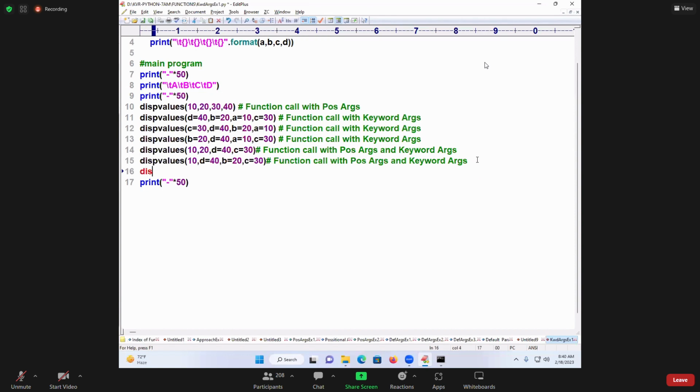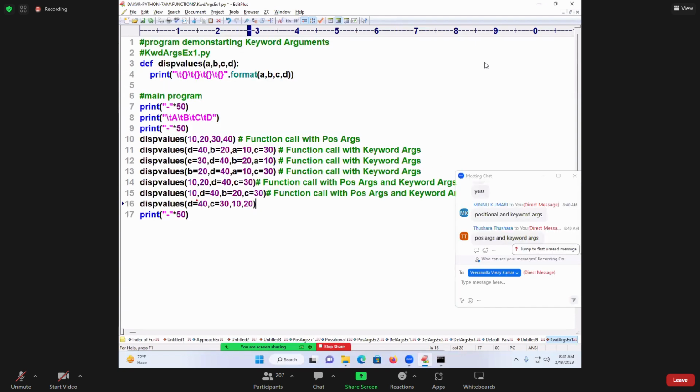Next I am going to introduce one more. You tell me, display_values saying here D is equal to 40, and next what? C is equal to 30, comma 10, 20, I am entering. Come on, what is this? Come on, start. D will go to where? D. And C will go to where? C. And the next 10 will go to where? A. And 20 will go to where? B. Are you thinking, or are you saying that sir will say like that?